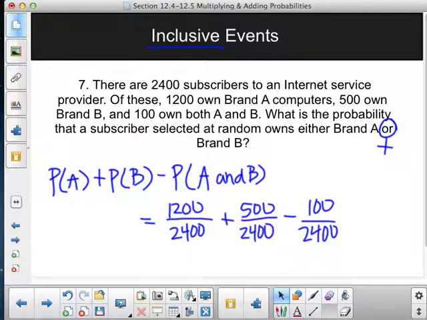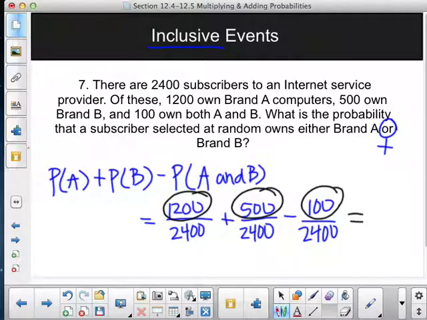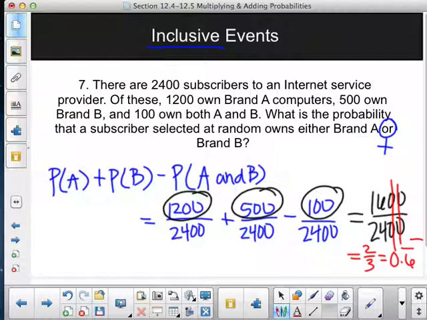Once again, I add up my numerators. So I do 1,200 plus 500 minus 100. I can do that one in my head. 1,200 plus 500 is 1,700. 1,700 minus 100 gives me 1,600 over my 2,400. One thing that's nice with this is the zeros will cancel. I get 16 over 24, which reduces to 2/3, or 0.6 repeating.